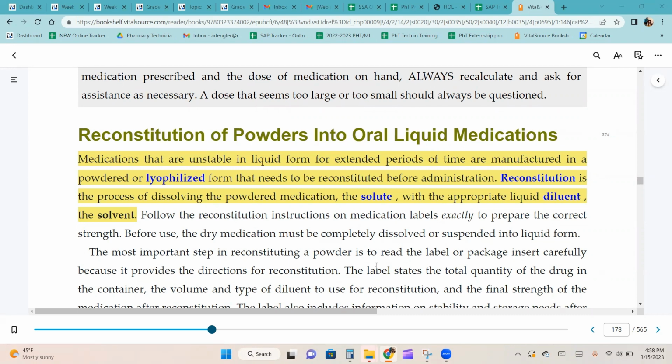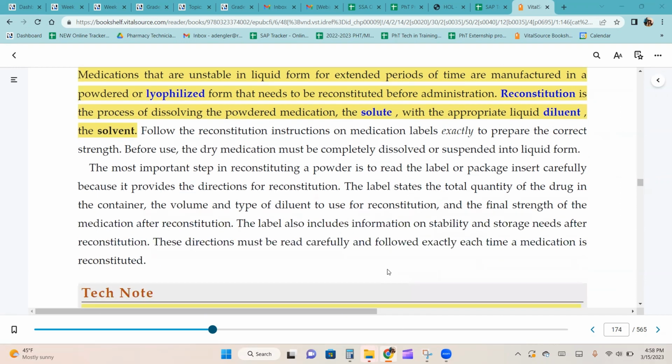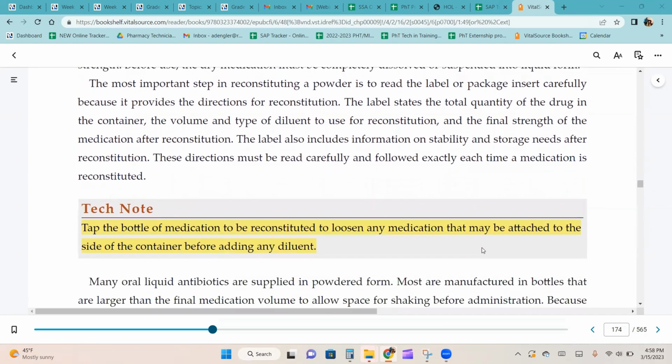The most important step in reconstituting a powder is to read the label or package insert carefully because it provides the directions for reconstitution. The label states the total quantity of the drug in the container, the volume and type of diluent to use for reconstitution, and the final strength of the medication after reconstitution. The label also includes information on stability and storage needs for reconstitution or after reconstitution. These directions must be read carefully and followed exactly each time a medication is reconstituted.